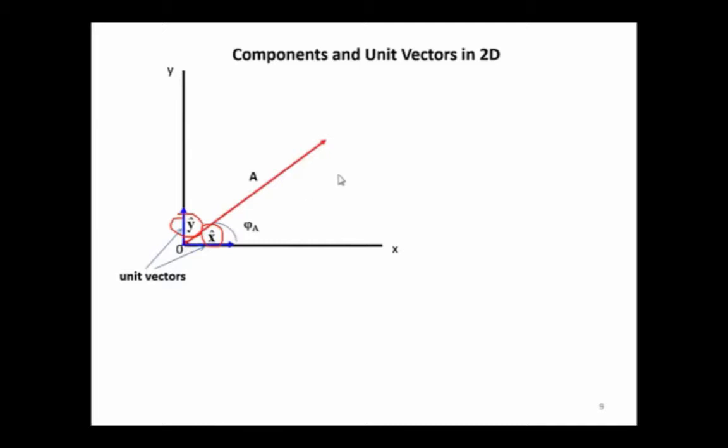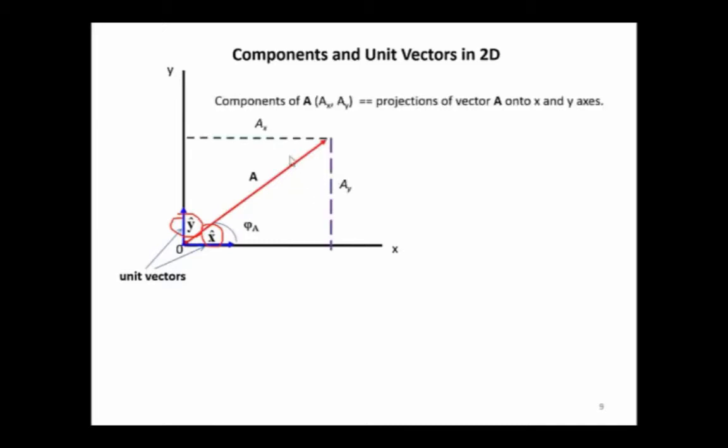Throw in a vector A, and we form the components by projecting A onto the x-axis and the y-axis. The length of that projection of A on the x-axis is shown here. That's A sub x. And similarly, the projection of A onto the y-axis is given by A sub y. The length of this vector, which we symbolize by the vertical bars like this, is the absolute value of A. It's really the magnitude of A.